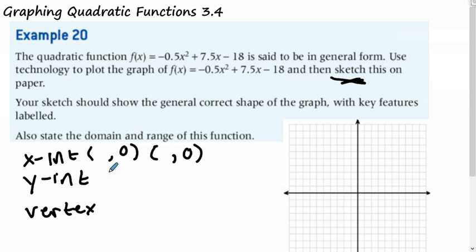For your y-intercept, what's really nice is when it's in standard form, your y-intercept always is negative 18, or go into your calculator, look at your table. What is the y value when x is 0? This one's always in your table.